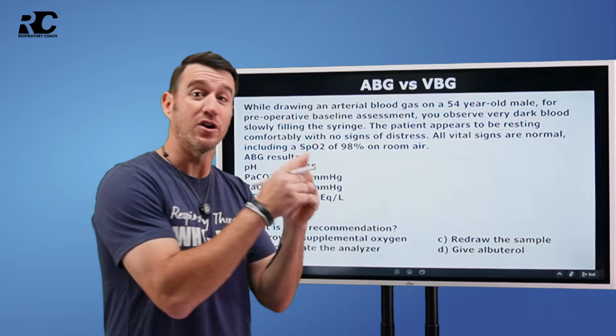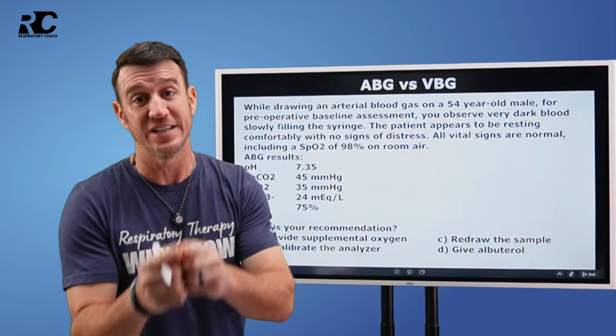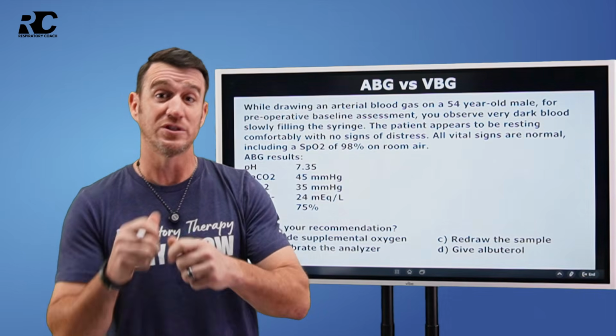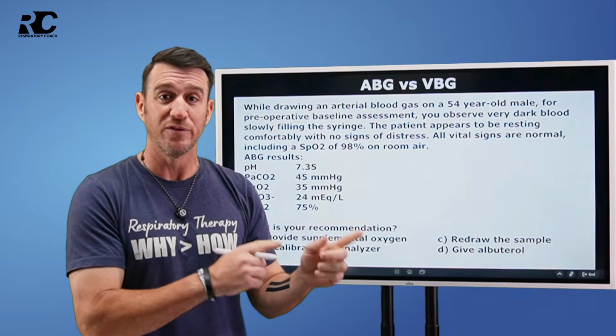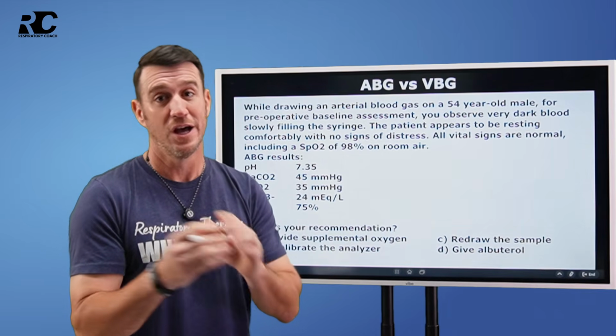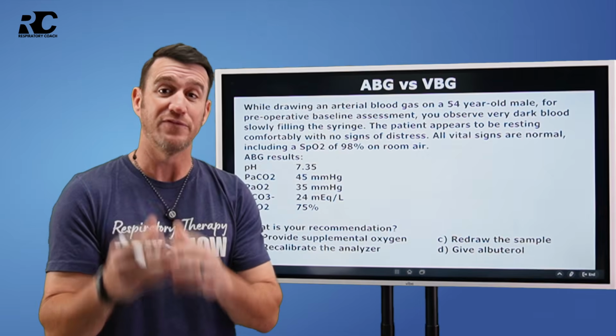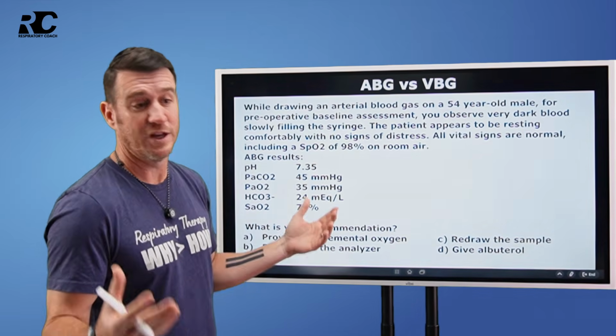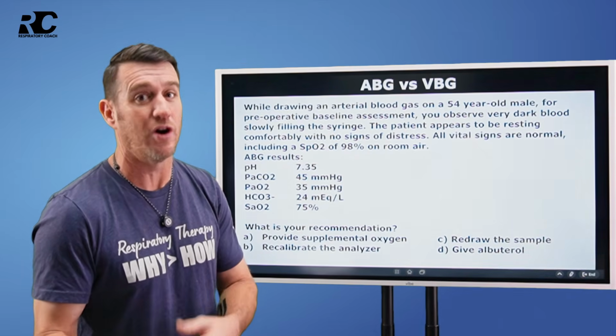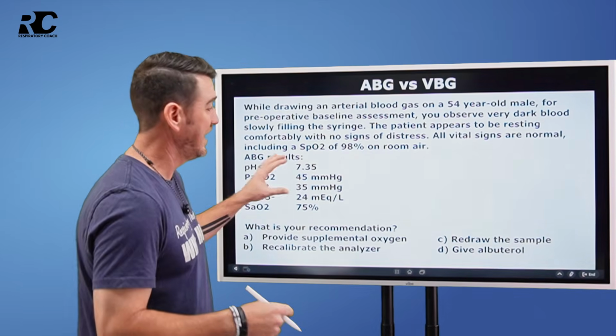Why? Because the arterial blood carries the oxygen out to the tissues, which consume the oxygen and produce CO2, and the blood comes back through the venous system. Higher CO2, lower O2 in a venous blood gas. And so this is a normal venous blood gas. Nothing abnormal about it, okay? We just got to redraw and get our arterial sample so we can get that baseline.